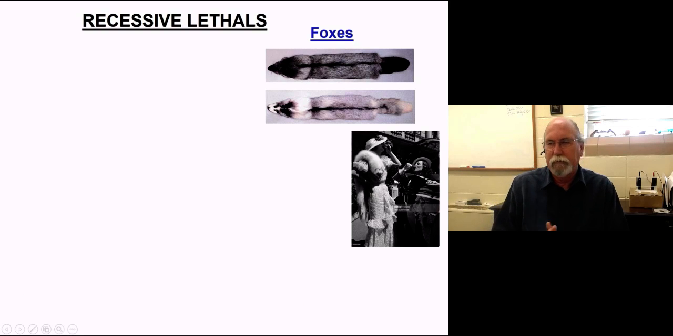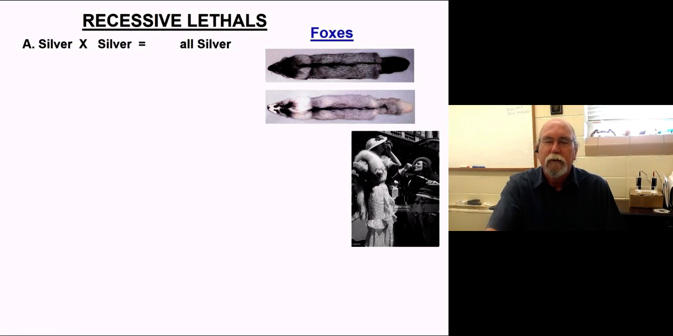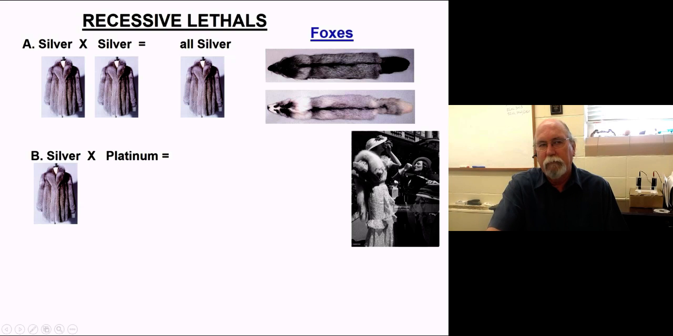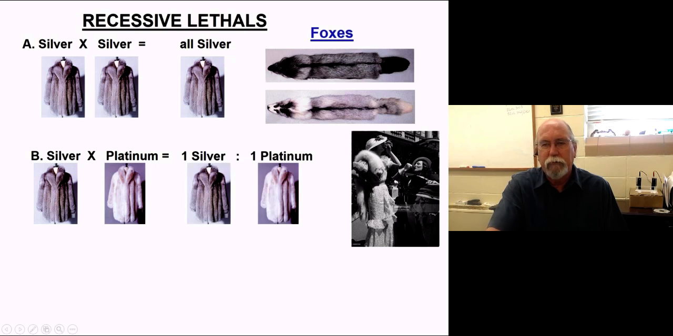So let's get away from the silliness and talk about what lies underneath this. It turns out that there's a very straightforward recessive lethal condition found in this coloration in these foxes. If you were doing breeding experiments and took a silver times a silver, you would always get silver. So it appears that silver could breed true. If you took a silver times a platinum and made that cross, you always ended up with a 1-to-1 ratio of silver to platinum.